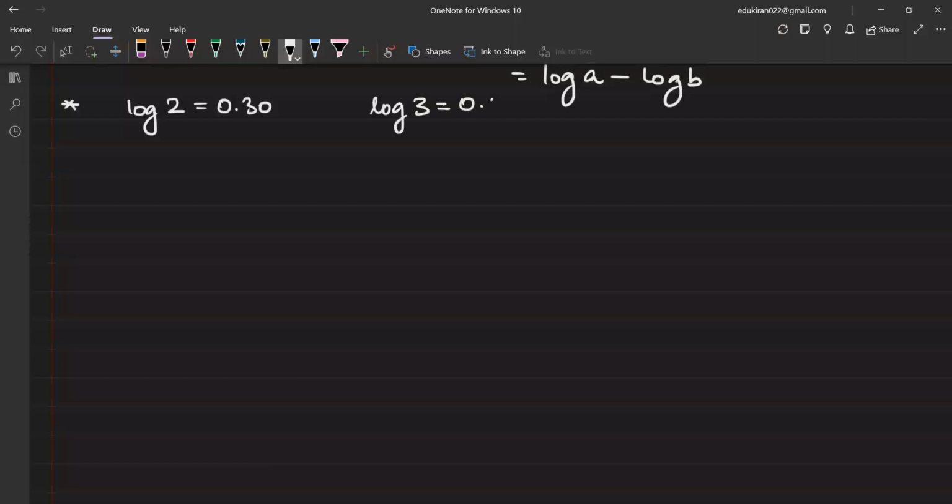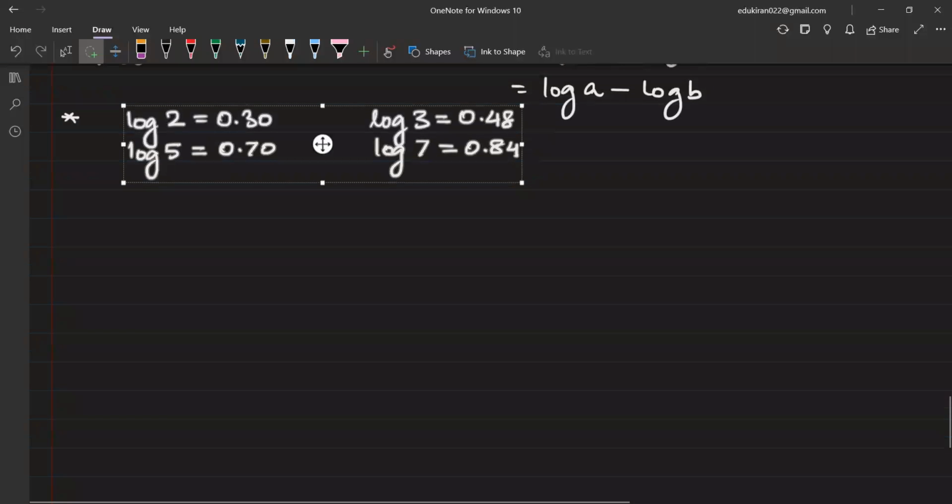This is equal to 0.48. Log of 5, which is equal to 0.70. And log of 7, which is equal to 0.84. Also try to remember them in this order, same order.